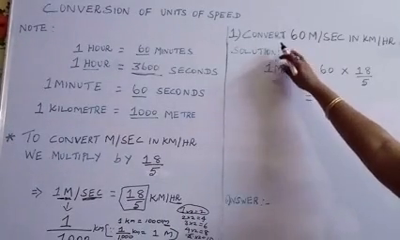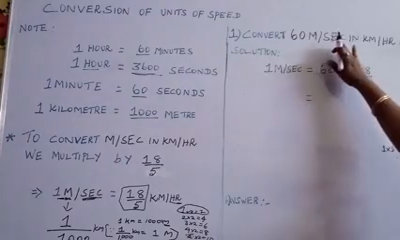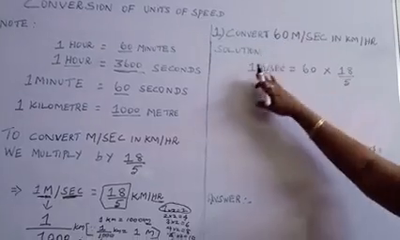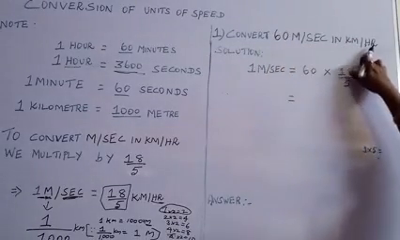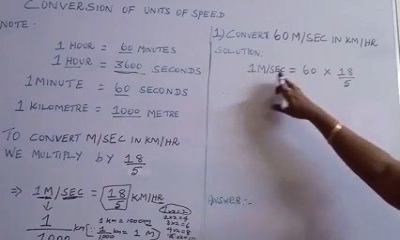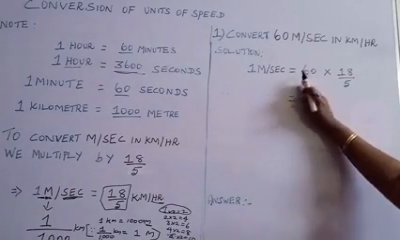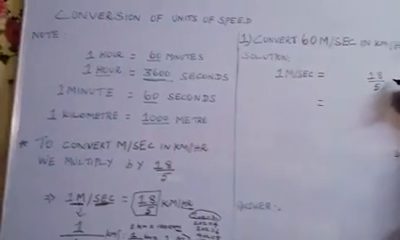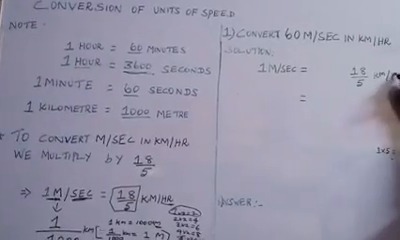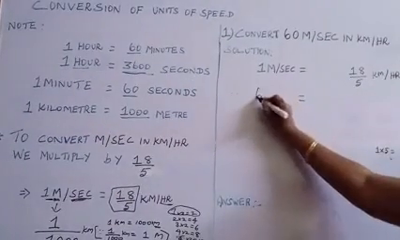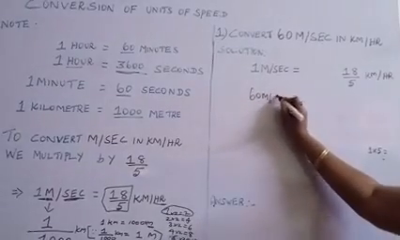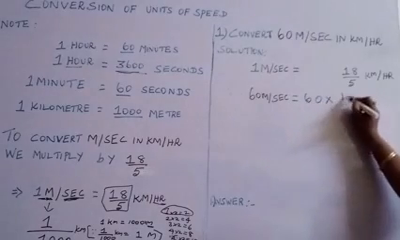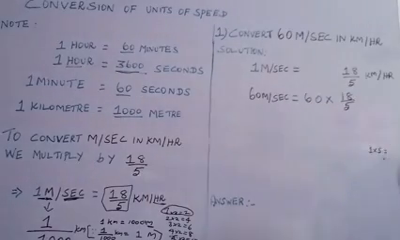Our first problem: convert 60 meter per second into kilometer per hour. So we need to change meter per second to kilometer per hour. So 1 meter per second is equal to, as usual, our formula, 18 divided by 5 kilometer per hour. But here we need 60 meter per second, so 60 multiplied by 18 by 5.